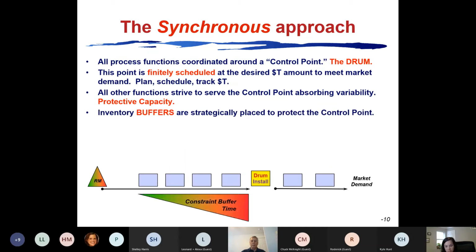We use inventory buffers, and we strategically place them to protect the control point. A buffer is like a shock absorber. It's like your car going down a bumpy road. If you've got good shocks and springs on your car, it absorbs those bumps and makes it less impactful on you. Well, that's what buffers do in your business system. They protect you against the inevitable bumps in the road.